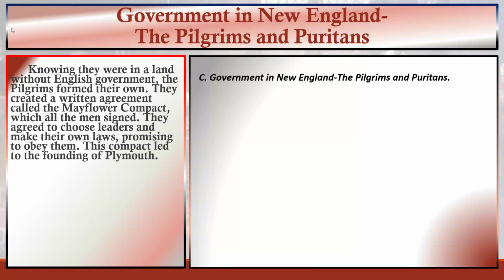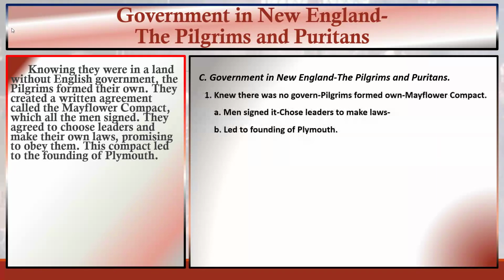Okay, now look at all the things that are going through my head as I'm reading. When you read, this is how you engage with nonfiction text. You want to consider how this relates to what you already know. You want to consider what problems are being resolved here. So even before I summarized, all this went through my head. How do I summarize this first paragraph? No government. They're in a land with no government. Form their own. Written agreement. Mayflower Compact. All men sign. Chose leaders. Obey laws. Found Plymouth. Those are the important things I should have in my summary.